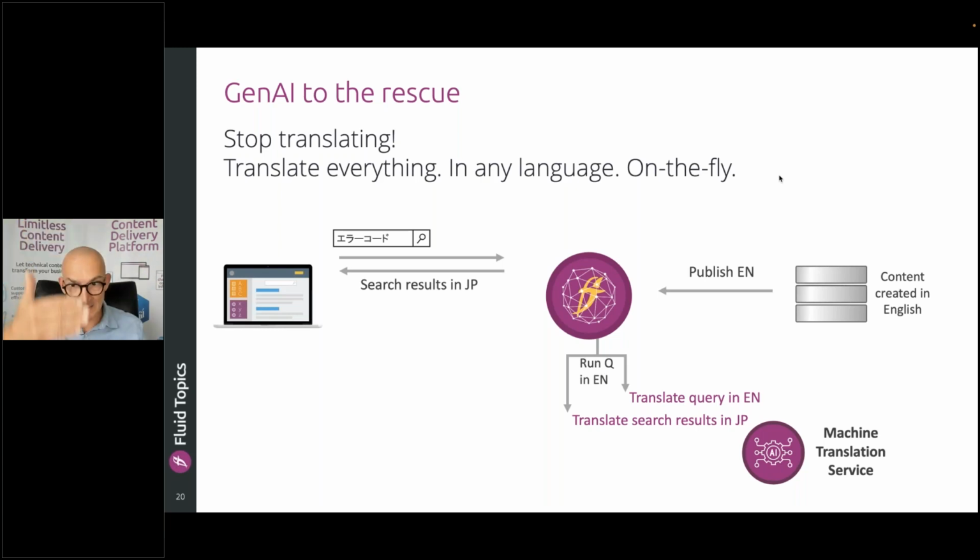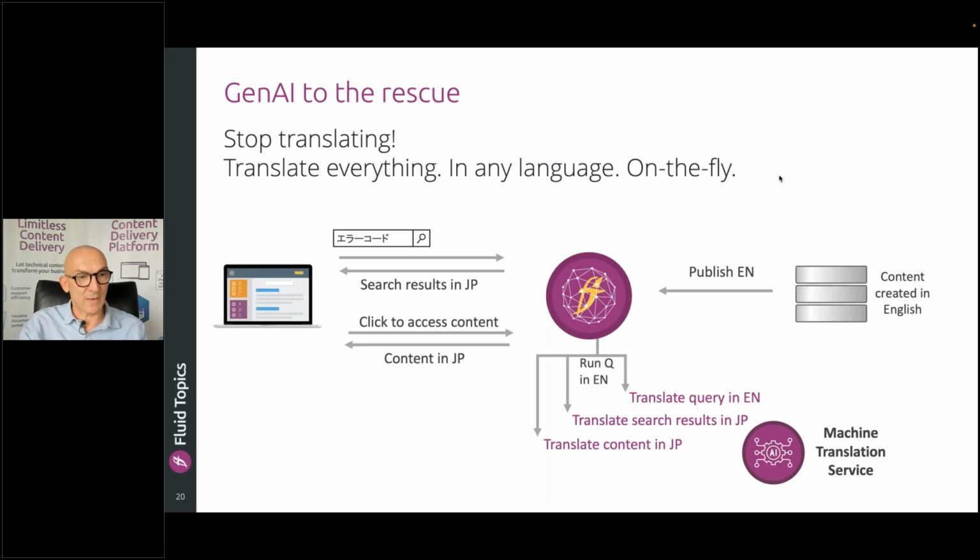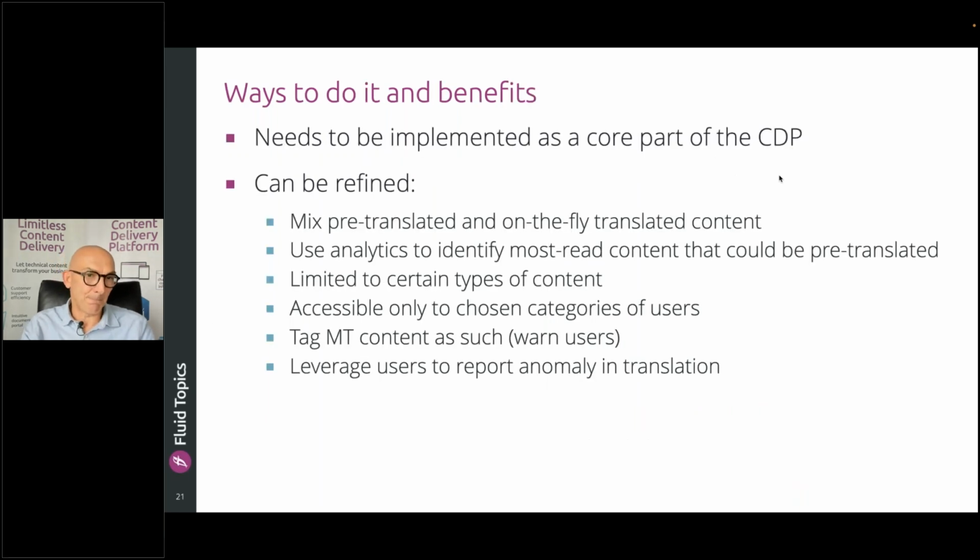So the user can see the search result list, say, oh, this is what I need, click on the document to access it, and you do the same. You translate the content on the fly and send back Japanese content to that user. And I said Japanese, but you can imagine it's Polish, Finnish, whatever language. That can be done the same way using machine translation services on the fly.